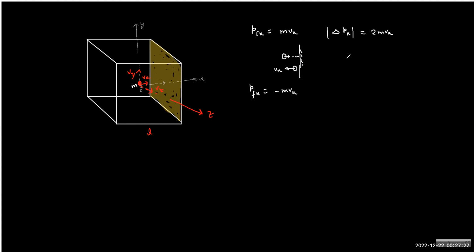Now the question is how to calculate the time. For a discrete collision, the time between two successive collisions is called delta t.